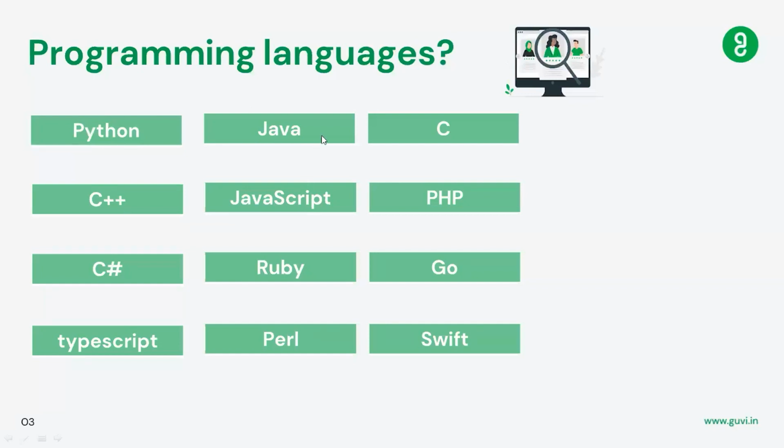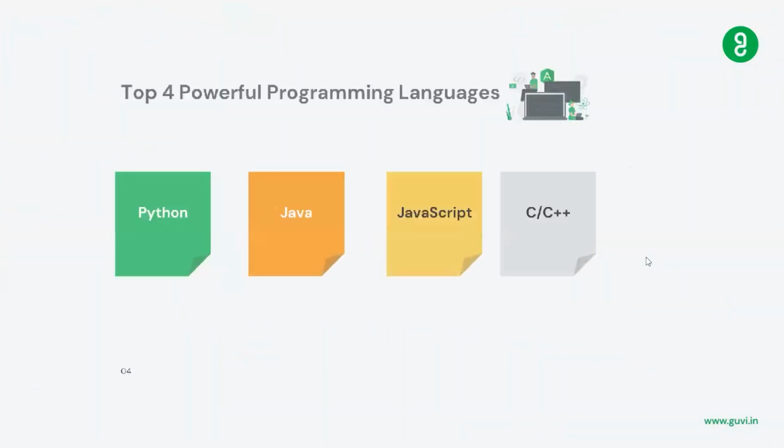These are the programming languages available in the market. The most powerful is Python, which is currently trending, and Java. These are the two most famous programming languages to start with. And we have C, C++, JavaScript, PHP, C#, Ruby, Go, TypeScript, Perl, and Swift. A lot are there, but I have mentioned the top programming languages over here. So let's move on to the next slide.